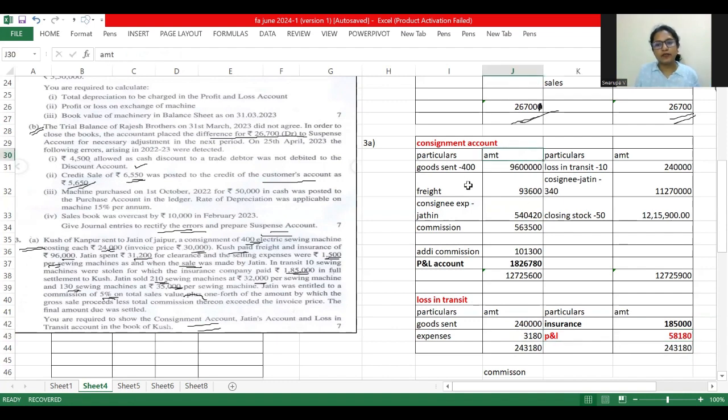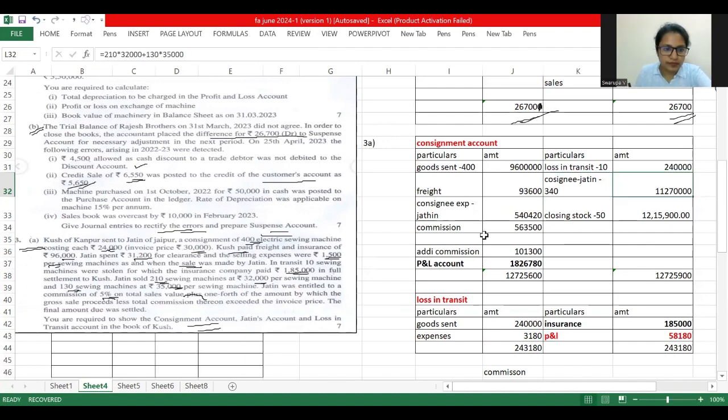Then we come back to the consignment account. So we have goods sent on consignment, freight, consignee expenses, and loss in transit. Now what is the balance? Sales. Sales is made 210 at 32,000 and 130 at 35,000. So I'm just multiplying 210 into 32,000 plus 130 into 35,000. So we get the total sale value.